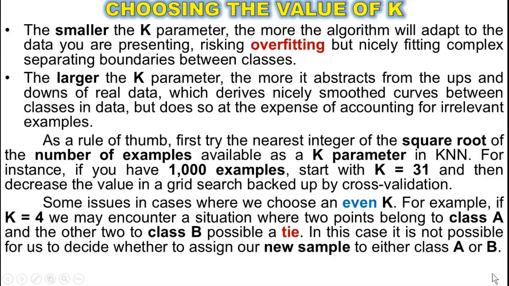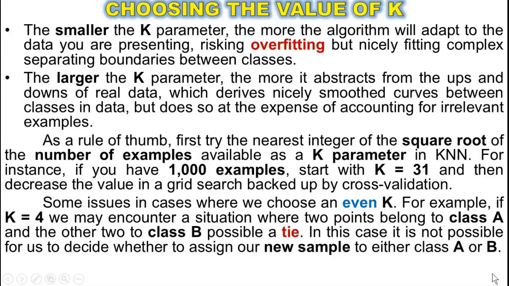As a rule of thumb, first try the nearest integer of the square root of the number of examples available as a k parameter in the K-Nearest Neighbor algorithm. For instance, if you have 1000 examples or 1000 records, start with the square root of 1000, which is 31. So k is equal to 31. And then decrease the value in a grid search backed up by a cross validation.